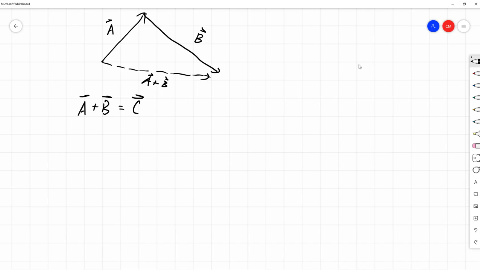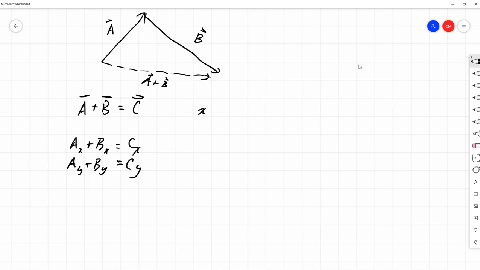of C are CX and CY. I need to find those. So I can do it three different ways. Number one, I could just go ahead and write AX plus BX equals CX, and AY plus BY equals CY. Okay, that works. You can do that.